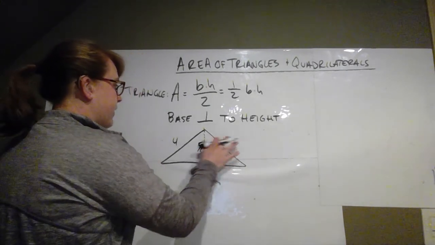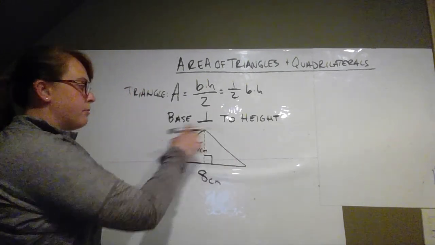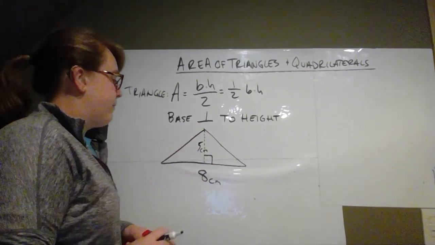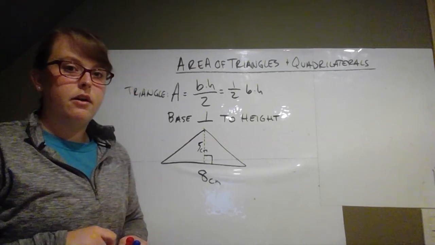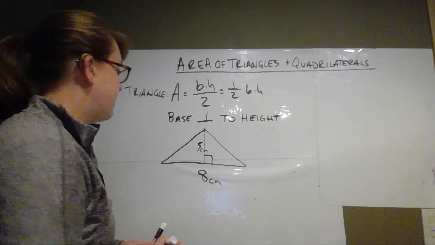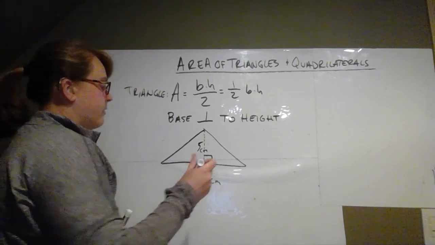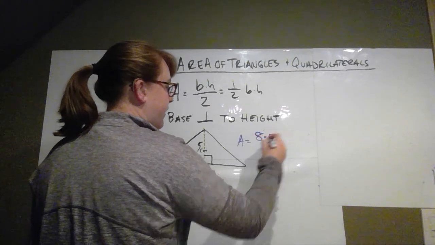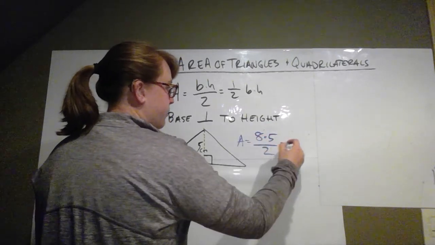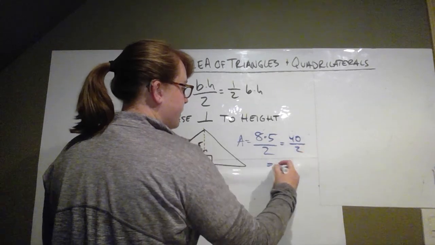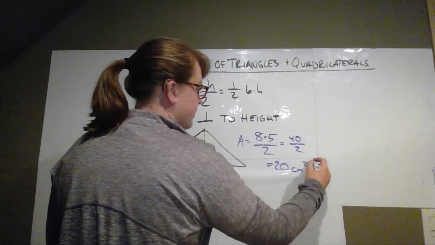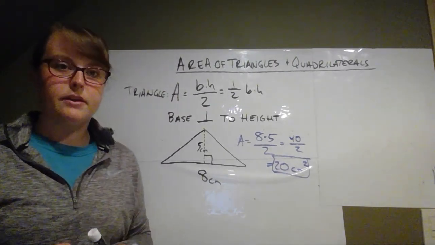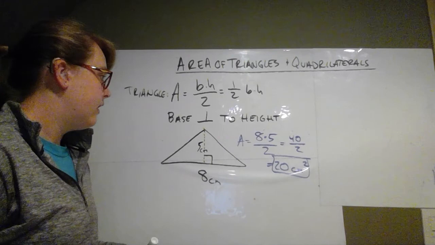So don't be fooled by any extra measurements on there, these two are the only ones that you need. To find the area of my triangle, now all I have to do is plug things in here, base times height divided by 2. So area would be the base 8 times the height 5 divided by 2, which is 40 divided by 2, which is 20 centimeters squared. Make sure that whatever units you use, they are squared because we're talking about area today.